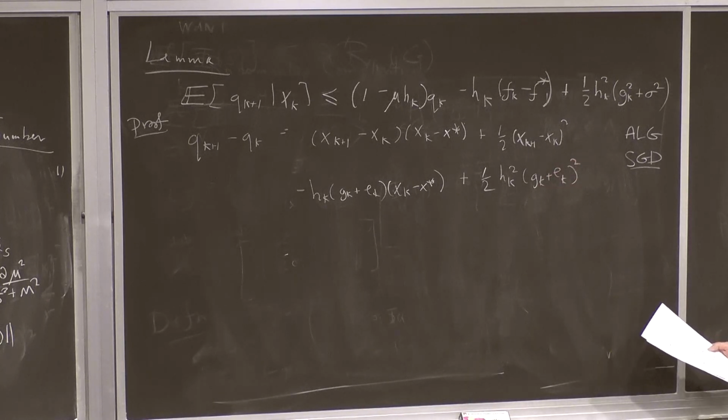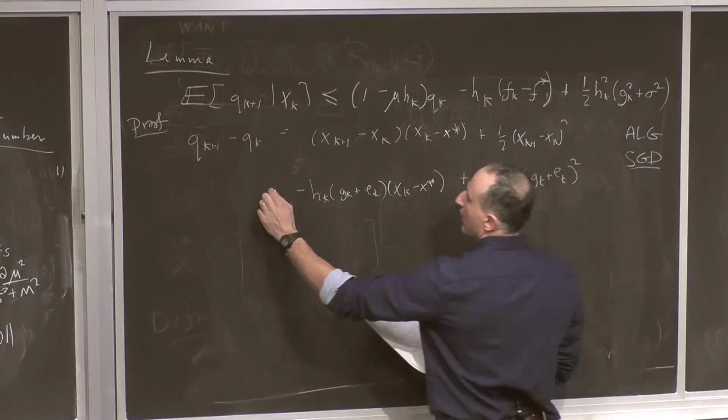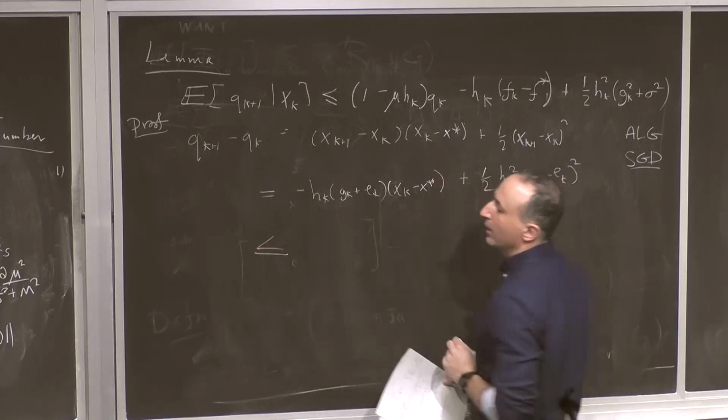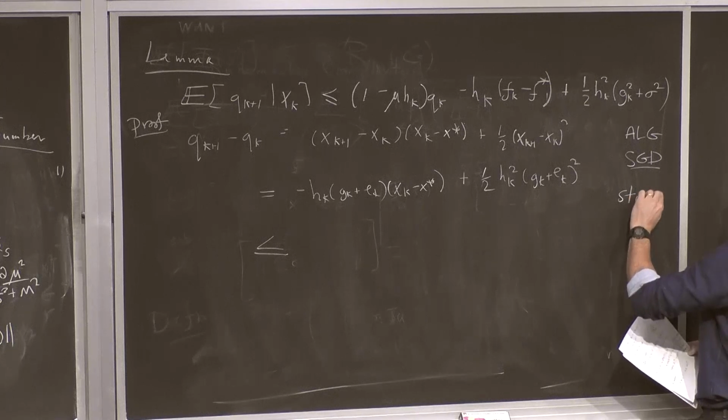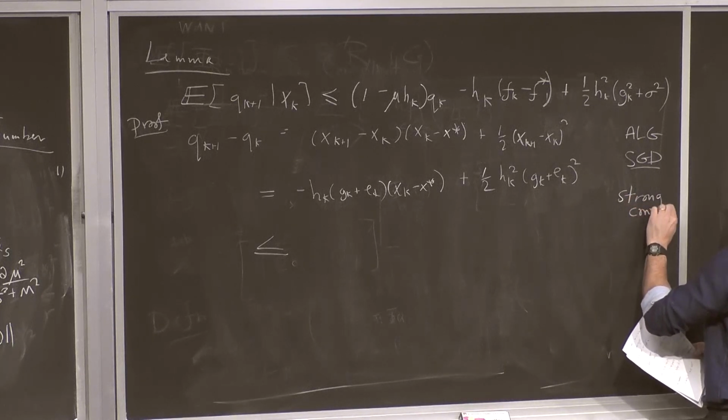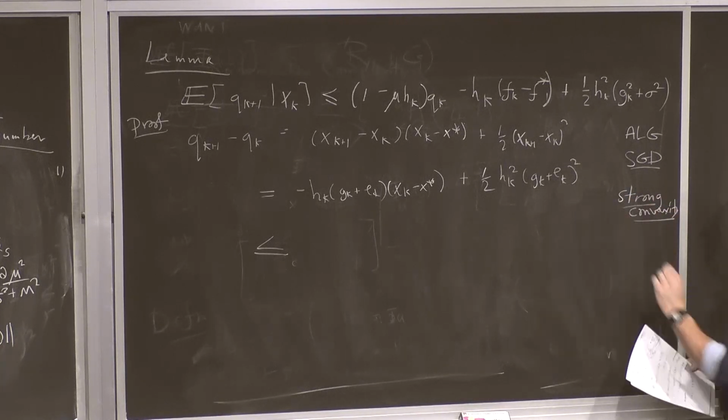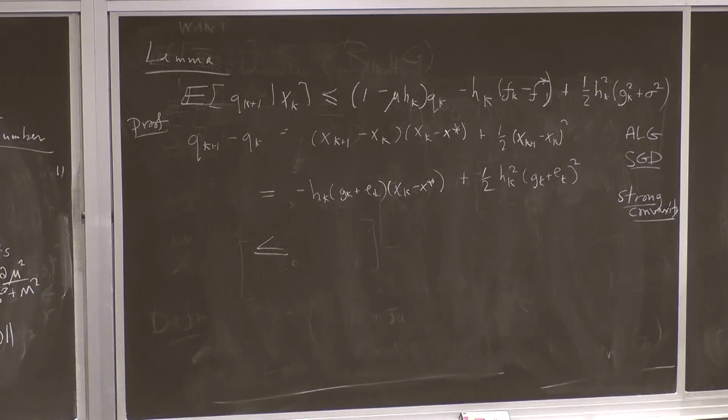Okay, so that's pretty simple. That's equality. Now the inequality is where we use strong convexity. Actually, I don't even think we use L-smoothness here. You just need it to make sure your very first h is not too big. But then after that, you're fine.